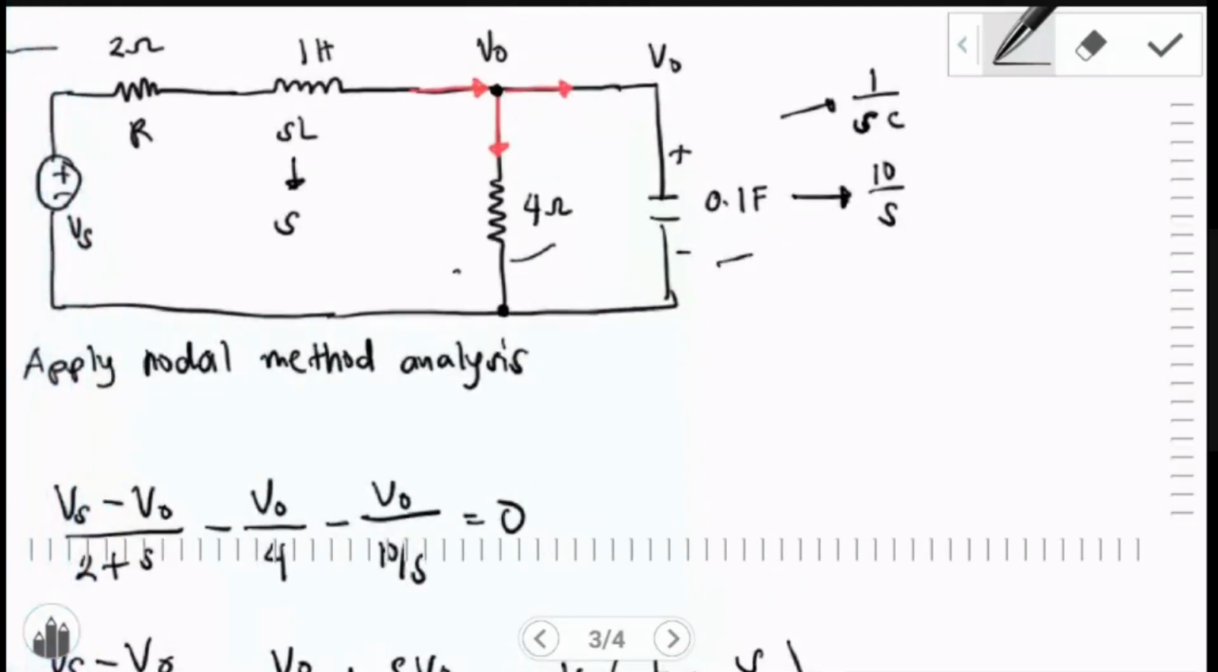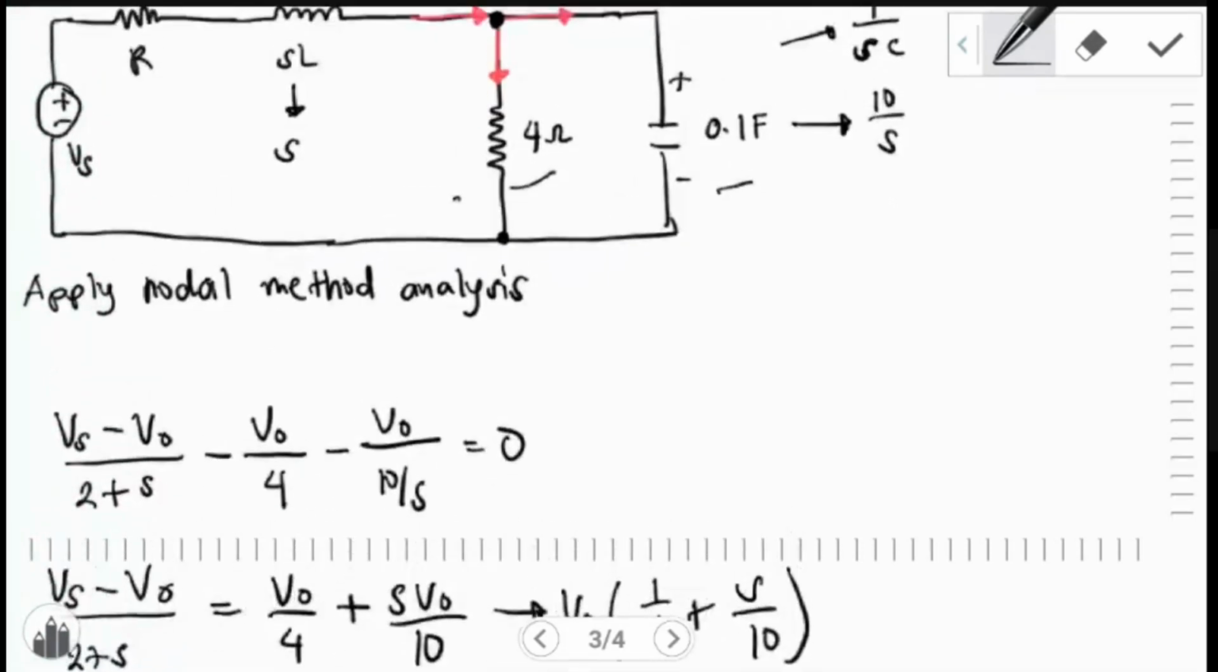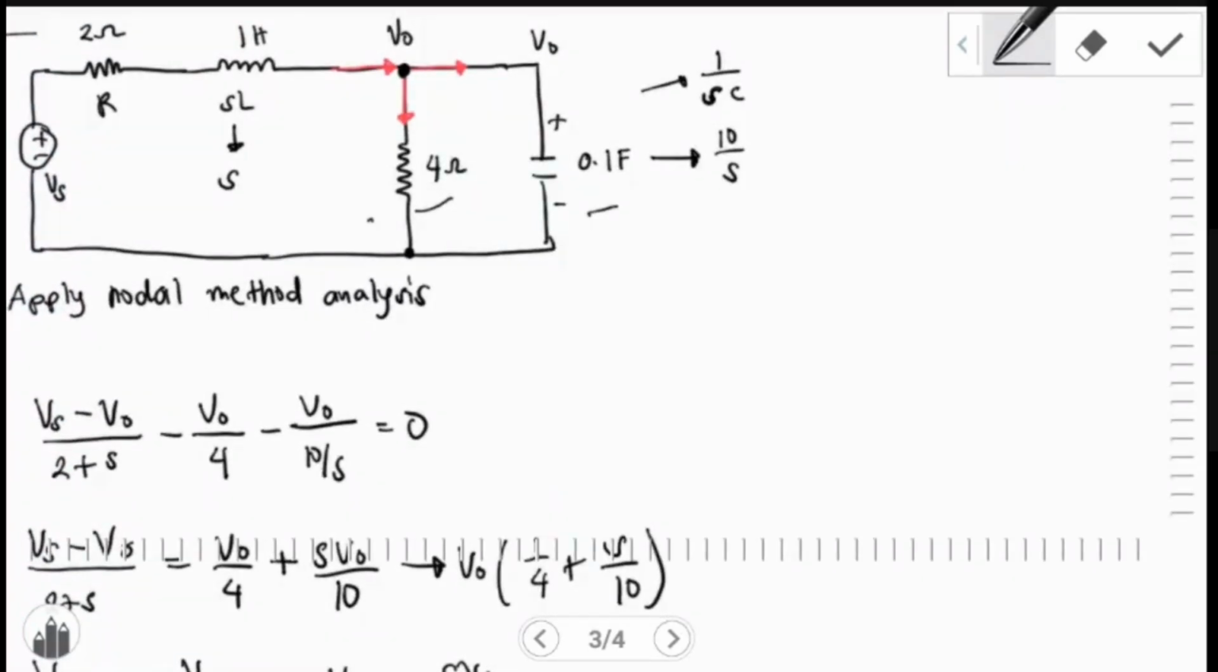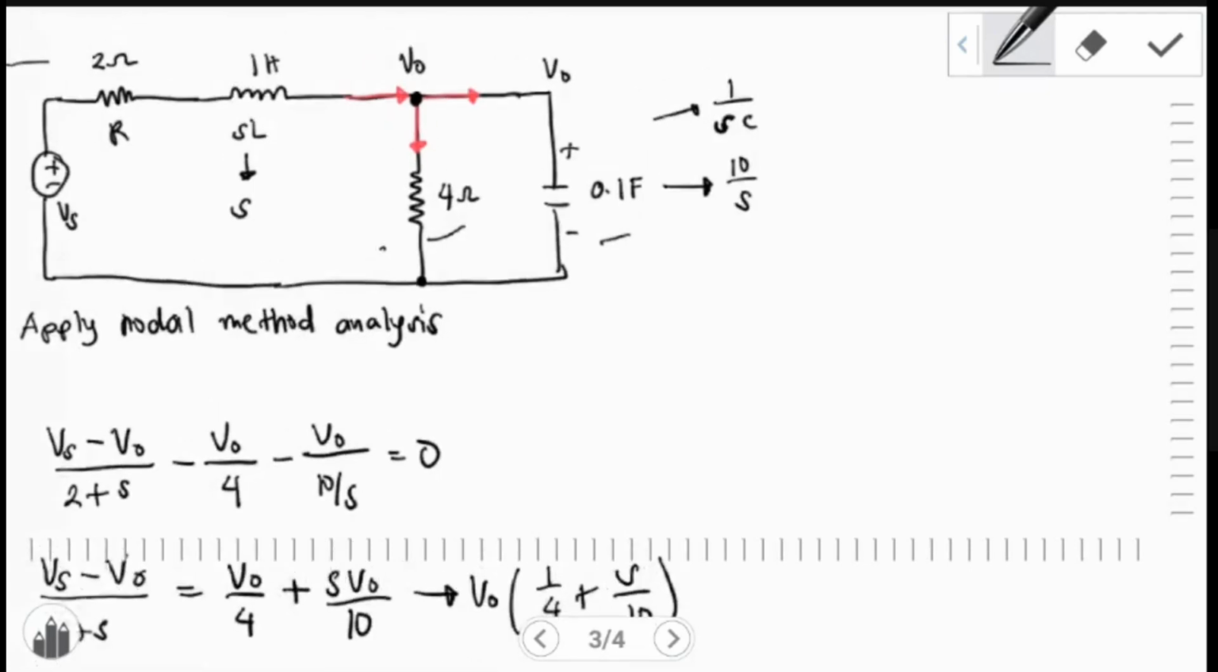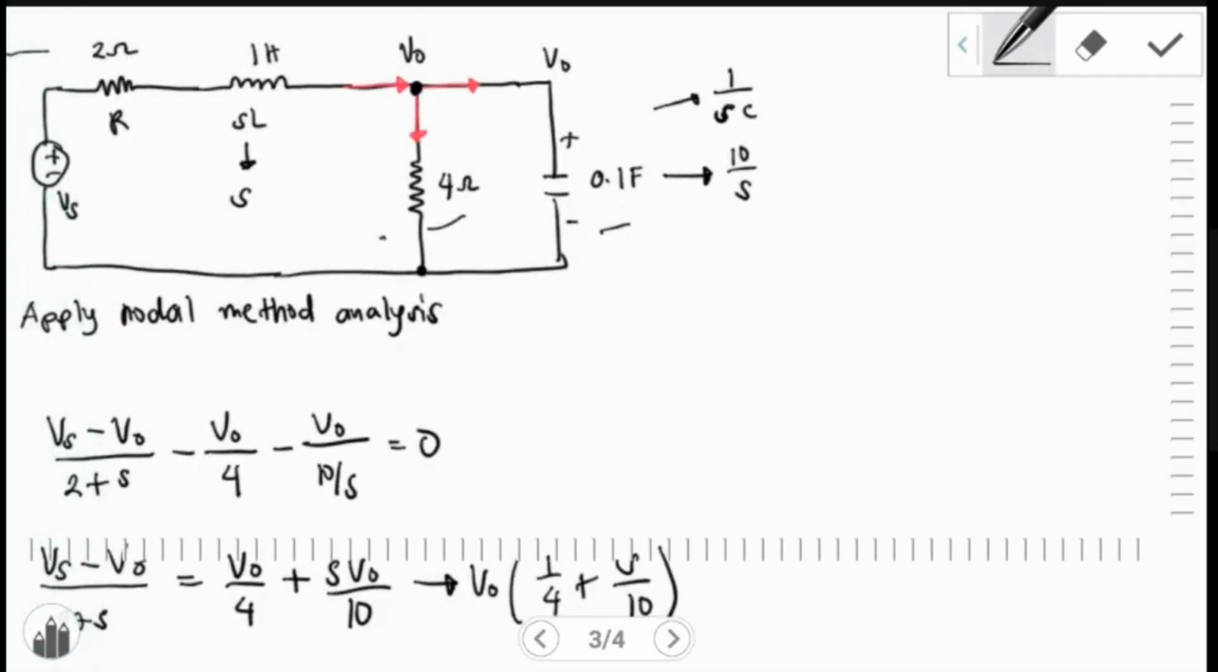By the way, don't forget to apply nodal analysis. So we apply the node here in this diagram. Take note that the output node is VO. So Vs minus VO over 2 plus S, because the value of R is 2 and the inductance is 1. So 2 plus S.